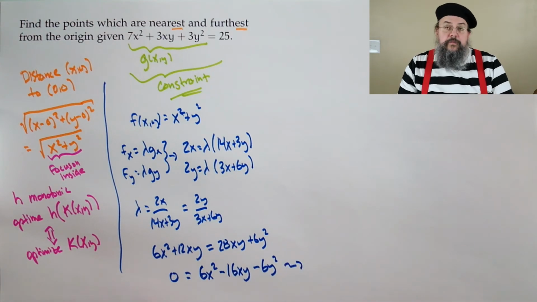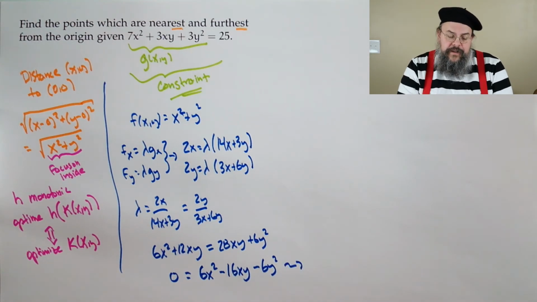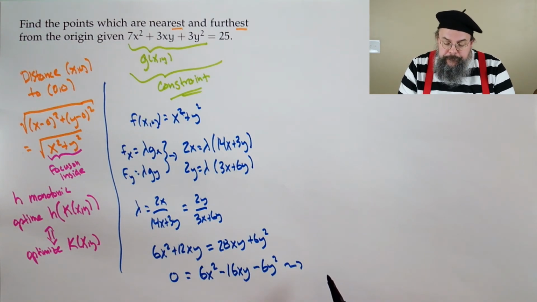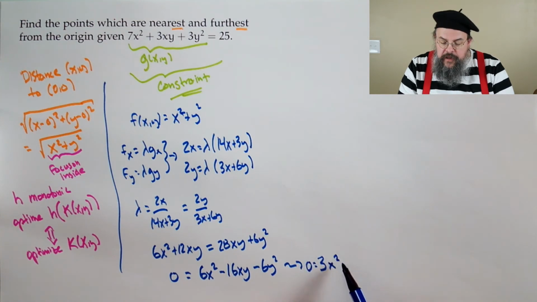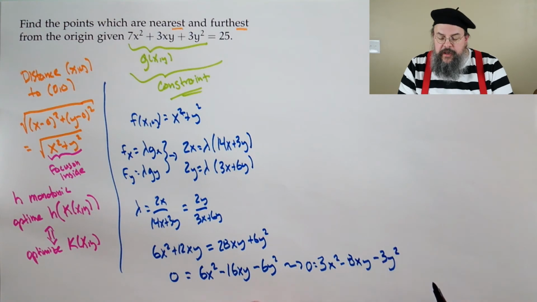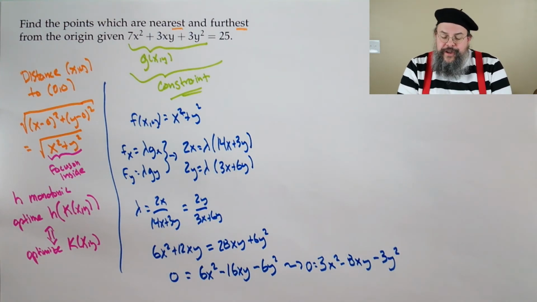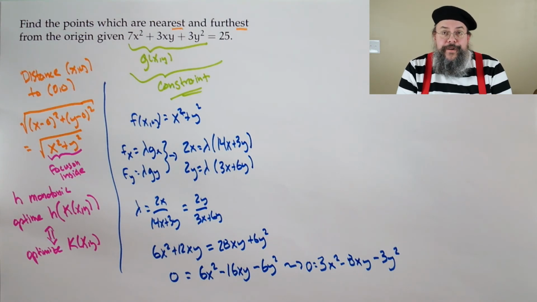Okay, we can divide everything by 2. So let's do that. So we get 3x squared minus 8xy minus 3y squared. And now our chance to test how good we can factor. And, well, that should be a good challenge. Does it factor? And if so, how?